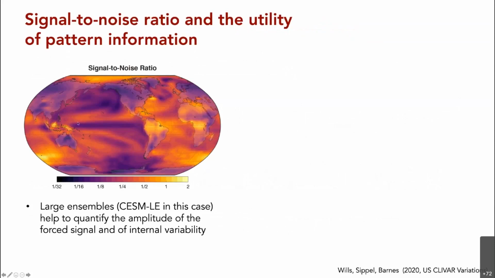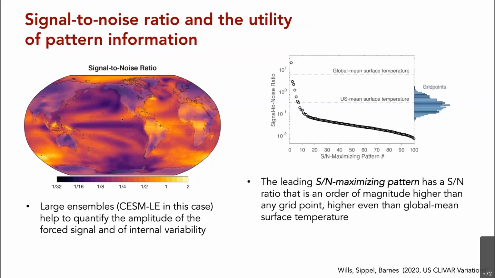Areas such as the subtropics, tropical land and subtropical oceans have a large ratio of forced climate signal to internal variability. But even the grid points that have the highest signal-to-noise ratio still have a much lower signal-to-noise ratio than global mean surface temperature, and less still than the leading so-called signal-to-noise maximizing pattern, which I'll introduce in more detail on the next slide. This basis of patterns instead provides a useful basis to separate patterns of signal from patterns of noise.